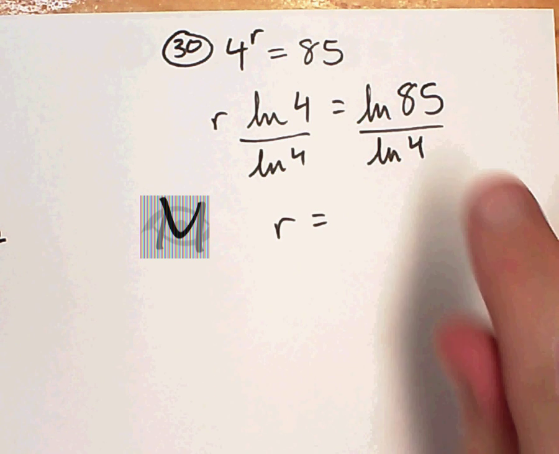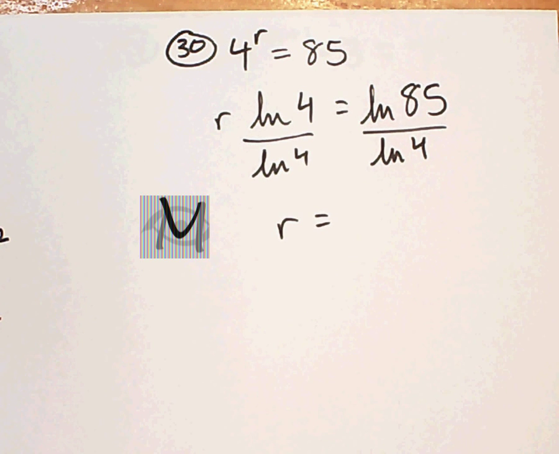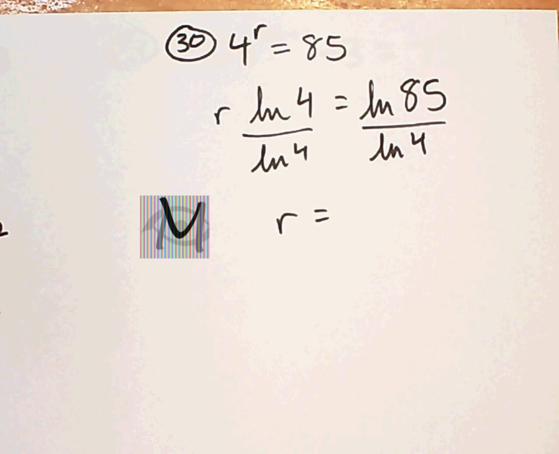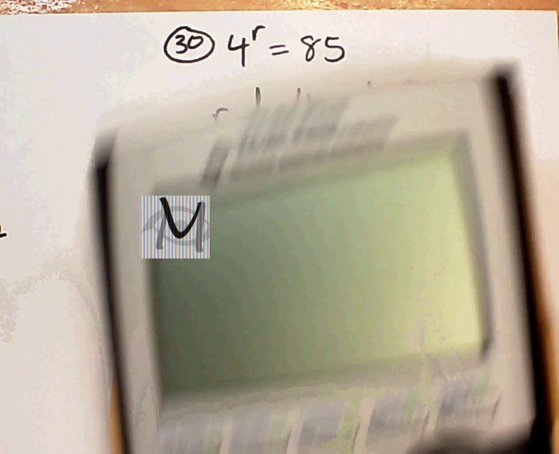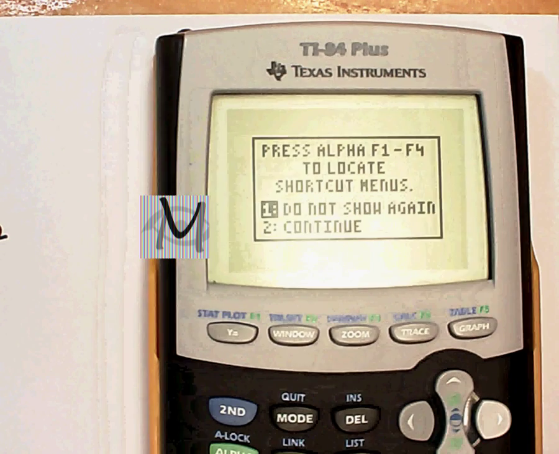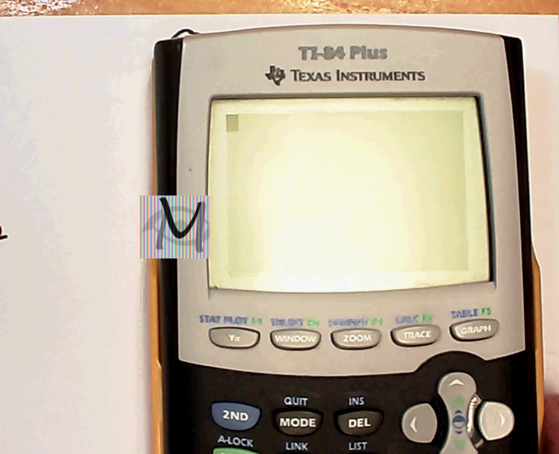So r is natural log 85 divided by natural log 4. Again, I'm going to use my calculator to solve this. If you're having problems with using the calculator, you really need to learn to use it correctly. So here I'm going to use my calculator. I'm turning it on. Make sure you clear your screen out.